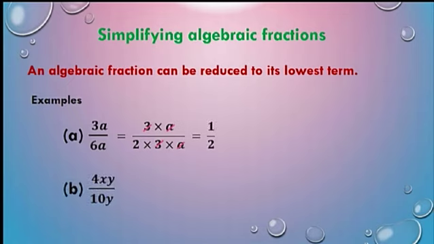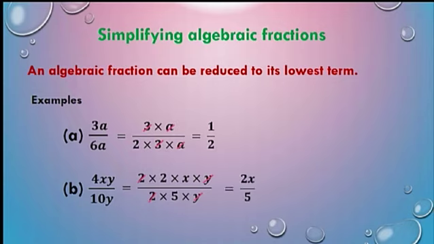Another example, 4xy over 10y. We write both the numerator and the denominator in expanded form. Then we cancel the common terms, 1 from the numerator and 1 from the denominator. Here you can see that 2 gets cancelled and y. Can you tell me what is the answer here? In the numerator we have 2 times x and in the denominator we have 5. Yes, it is 2x over 5.